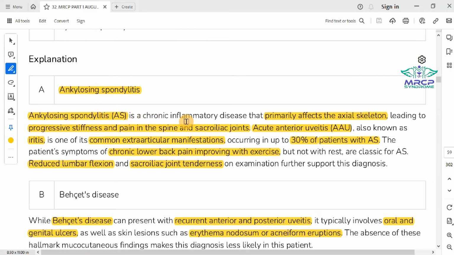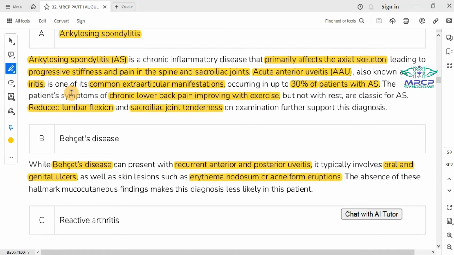Ankylosing spondylitis is a chronic inflammatory disease that primarily affects the axial skeleton, leading to progressive stiffness and pain in the spine and the sacroiliac joints. Acute anterior uveitis, also known as iritis, is one of its common extraarticular manifestations, occurring in up to 30% of patients with ankylosing spondylitis. The patient's symptoms of chronic lower back pain improving with exercise but not with rest are classic for ankylosing spondylitis. Reduced lumbar flexion and sacroiliac joint tenderness on examination further support this diagnosis.